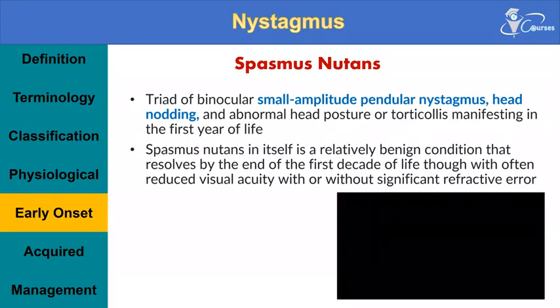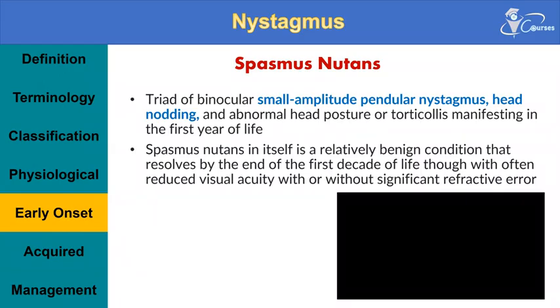So is it normal or abnormal? It can be a benign condition. It is a relatively benign condition that usually resolves in the first decade of life without residual visual acuity loss, with or without significant refractive error.